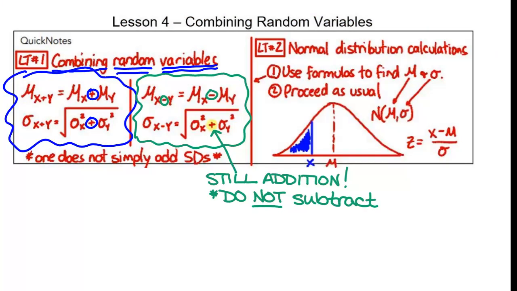If we are looking at normal distribution calculations, so I want to combine two normally distributed random variables. I either want to add them together or I want to subtract them and find their difference. We're going to use the formulas over here on the left-hand side, depending on whether I want to add them or subtract them, to find the new mean and the new standard deviation. And then we're just going to go forward like normal with our normal CDF, lower bound, upper bound, mean and standard deviation to calculate this.